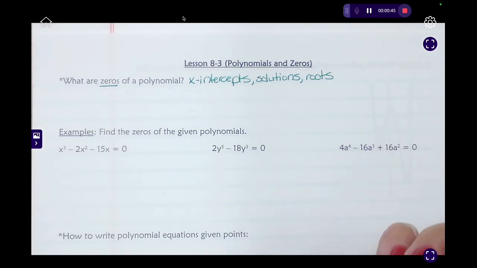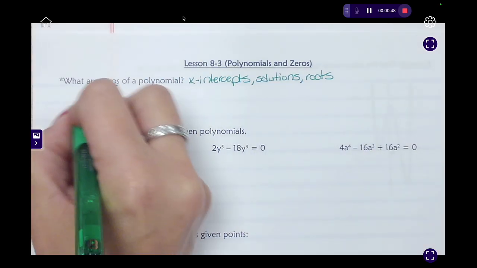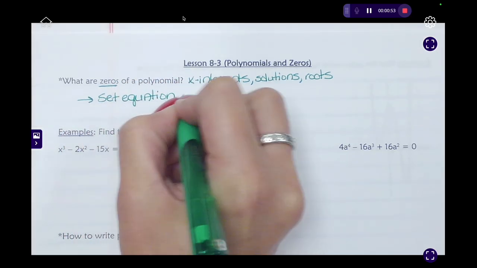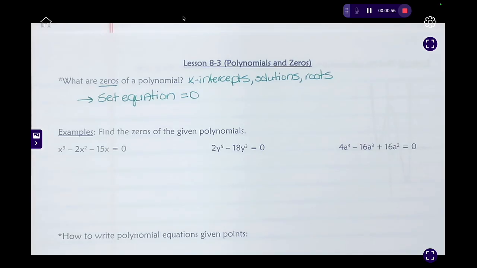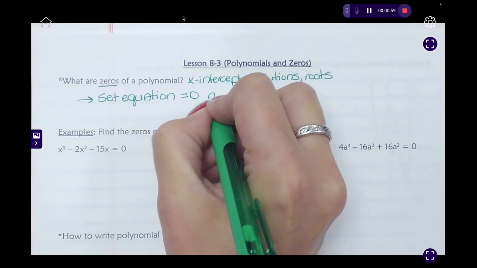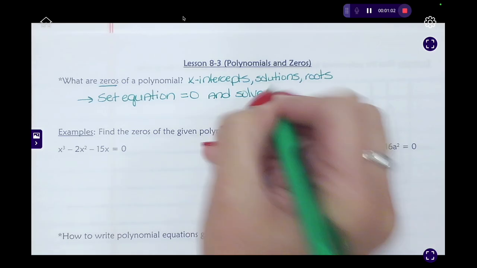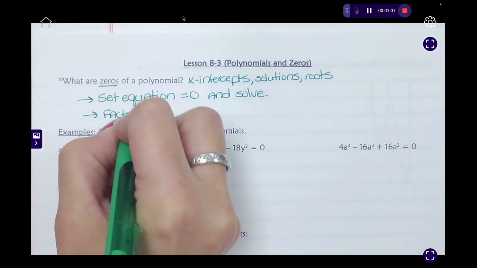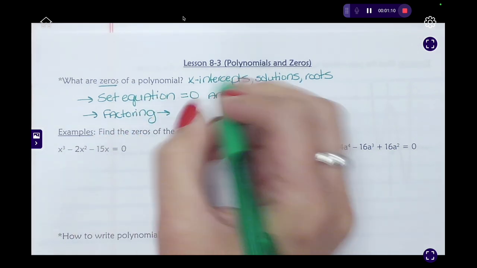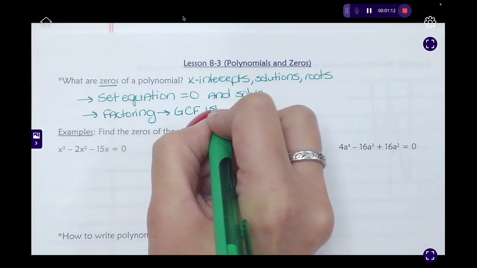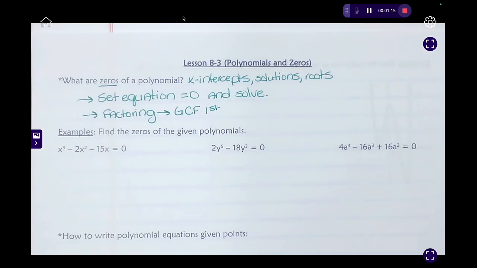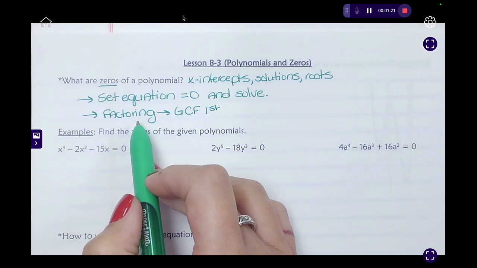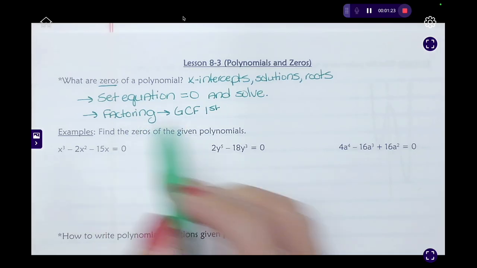Okay, so the way we are going to find your zeros, make sure when we set up an equation, we want the equation set equal to 0. So if it is not already set equal to 0, we do need to move everything to one side. And then once we set it equal to 0, we're going to solve. Okay, so when we're solving, we are going to be factoring. And always remember, when you are factoring, look for a GCF first. So if they have something in common, go ahead and take out that GCF first. So we're going to set the equation equal to 0, solve it using factoring, make sure to take out the GCF, and then that's how we're going to get those zeros.